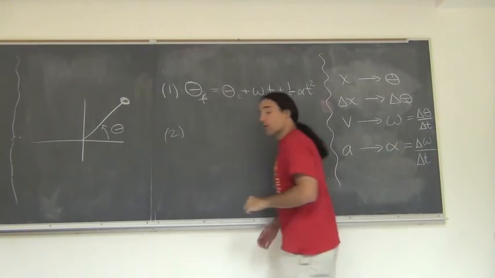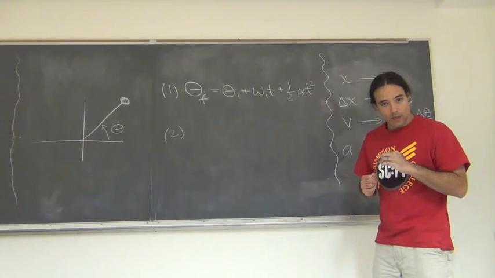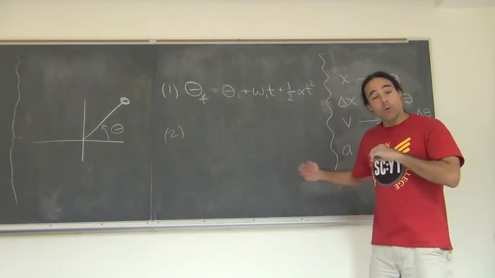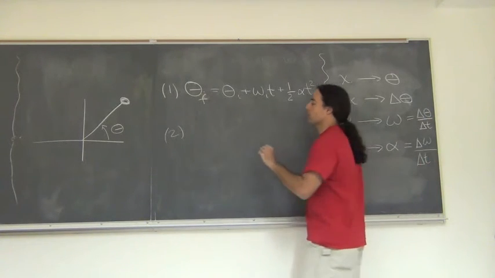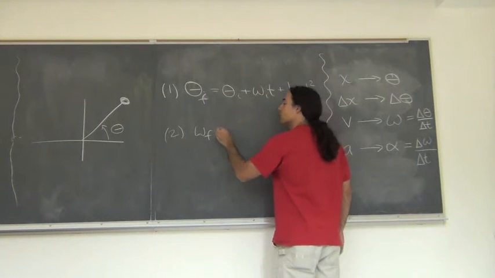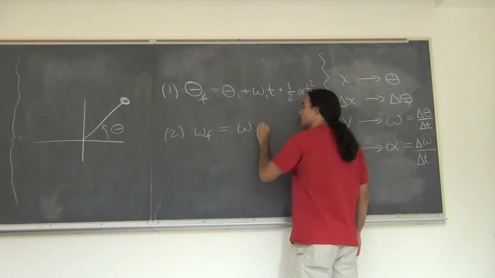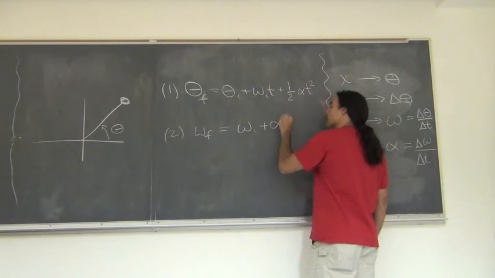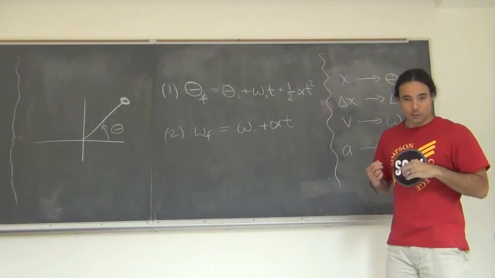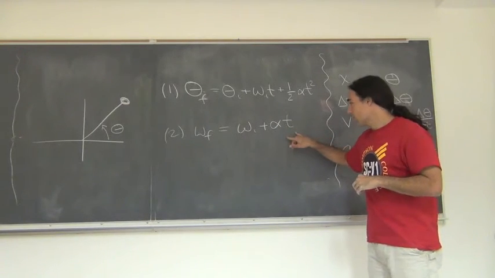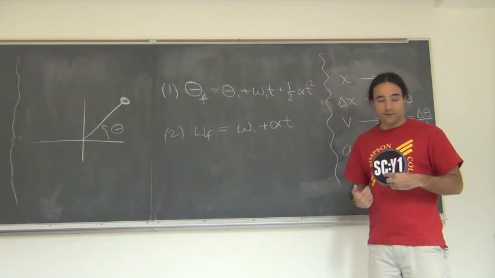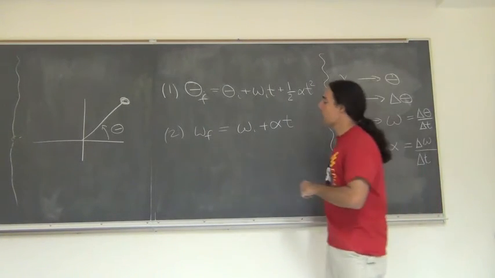The next equation I wrote down originally in terms of the linear velocity. Now we're going to write it down in terms of the angular velocity. So we would say that our final angular velocity was equal to our initial angular velocity plus angular acceleration times time. Again, it's the same exact equation we had before. The only difference is that I've replaced it with the angular versions of the quantities. The equations work exactly the same both ways.